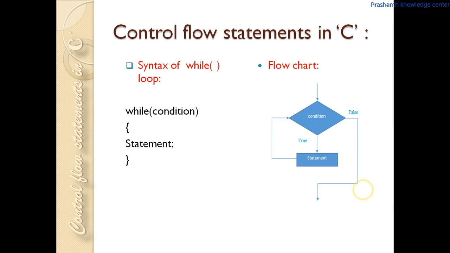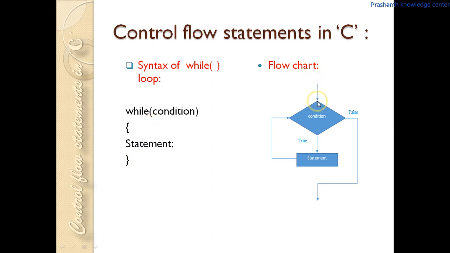The syntax of the while loop is: while, and we write the condition here, and next we open the braces, and here we write the statements or the code which is to be executed, and after that we close the braces. For easy understanding, I'll explain the flowchart of the while loop.